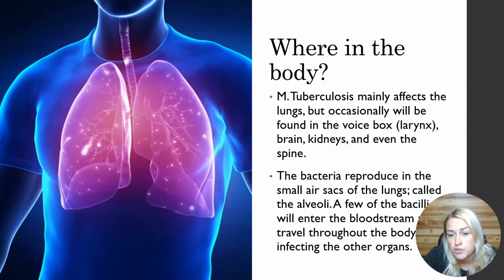So where in the body would you find tuberculosis? Mycobacterium tuberculosis mainly affects the lungs, but occasionally will be found in the voice box, which is the larynx, brain, kidneys, and even the spine. The bacteria reproduce in the small air sacs of the lungs called the alveoli. A few of the bacilli will enter the bloodstream and travel throughout the body, infecting other organs. That's how it gets to the kidneys and the brain.